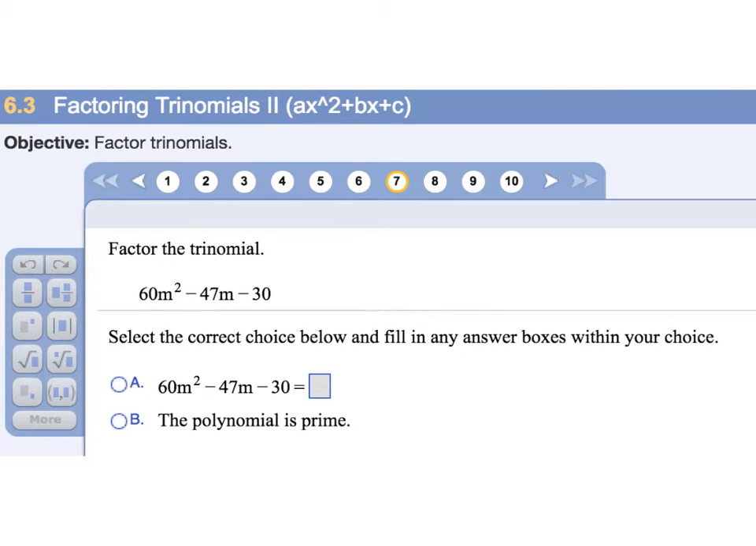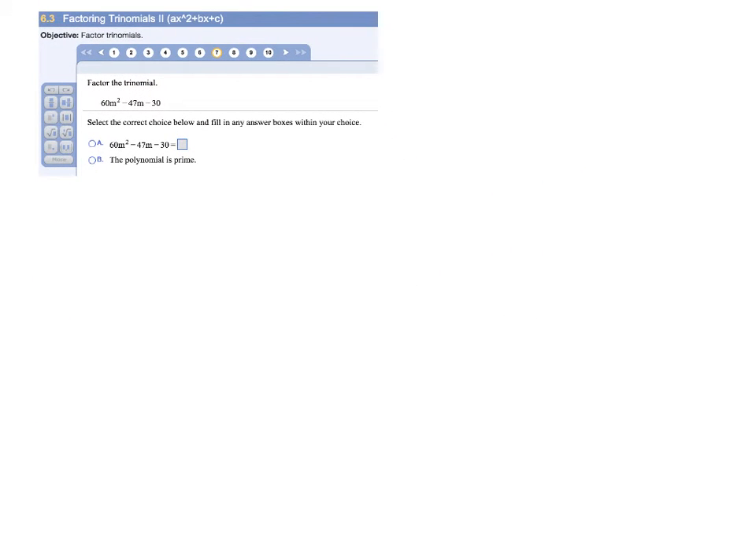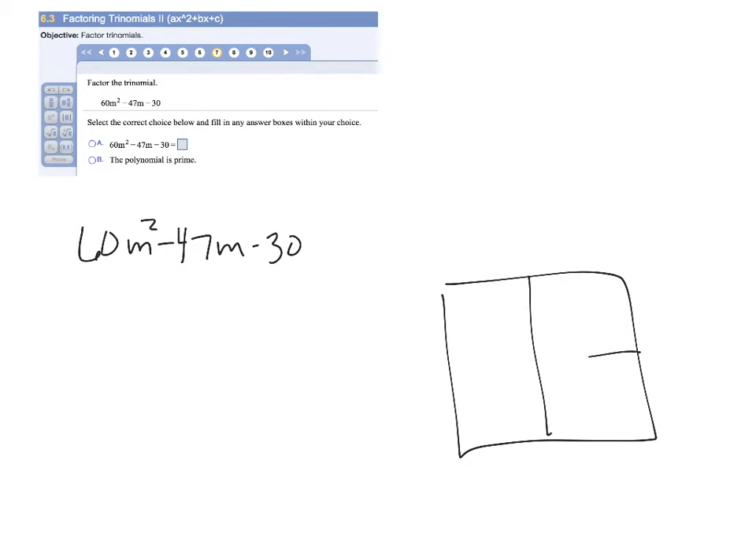All right, so this is just kind of an ugly problem, but it's more of the same. Nothing really different other than it's just kind of ugly numbers. And it's going to require a lot of guesswork on our part. So the idea is we know that we're going to have that box, and we know that we're going to have 60m squared here, and we know that we're going to have negative 30 there. And so the guesswork is on both of these terms, right? Both the 60 and the 30 require just a lot of guesswork.